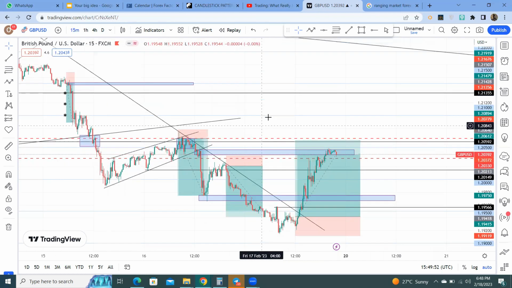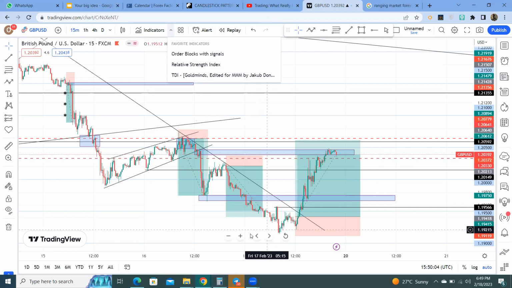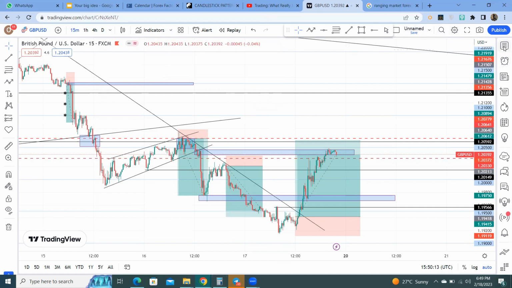So what happened? Since the market had overgone down, my sentiment came into play. And that's when I introduced order blocks with signals, this precious indicator of mine. It gave an order block here. So I was confused. I ran to the DXY. Should I go there? Let's go to the DXY, guys.